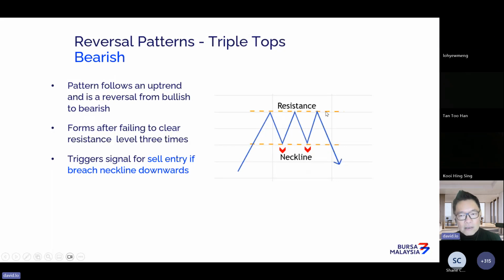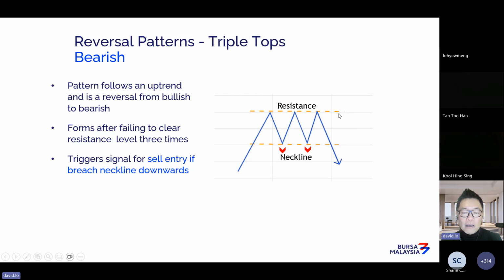The tops are going to be fractals as well, because you will have bars which are lower on the left and the right, and similarly here you have the highs on the left and the right which are higher than the fractal. So when it breaks the neckline again, it's a trigger to sell, right? It's a trigger to take profit after a triple top.